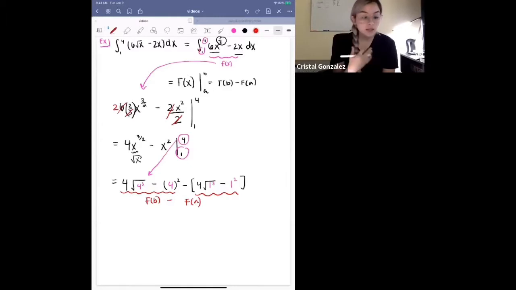Okay, and so now from here, we're going to evaluate this. This right here, this 4 times 4 cubed, is going to give me 32, minus, and then 4 squared, that's 16. And then minus, and then this is going to give me 4 times 1 cubed, which is just 4, minus 1, which is 3. And so here, this actually comes out to be positive 13. Okay, and so that's our answer.